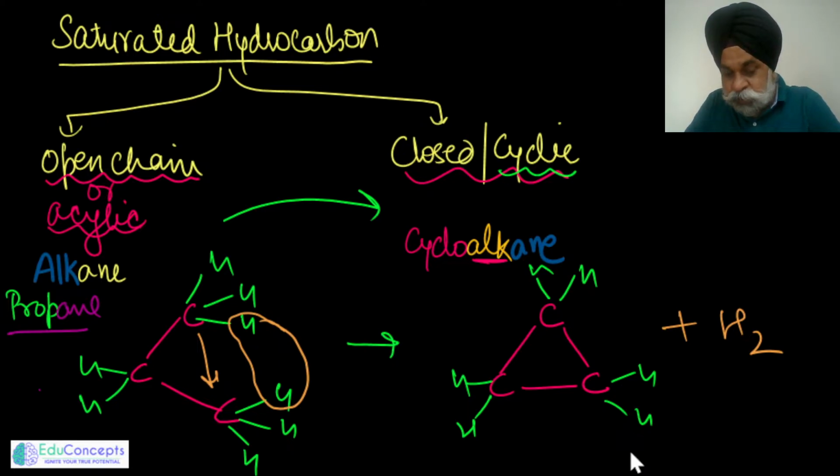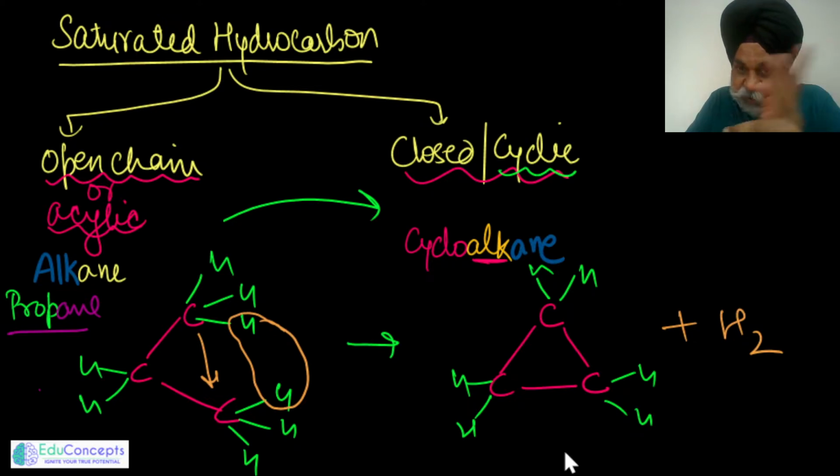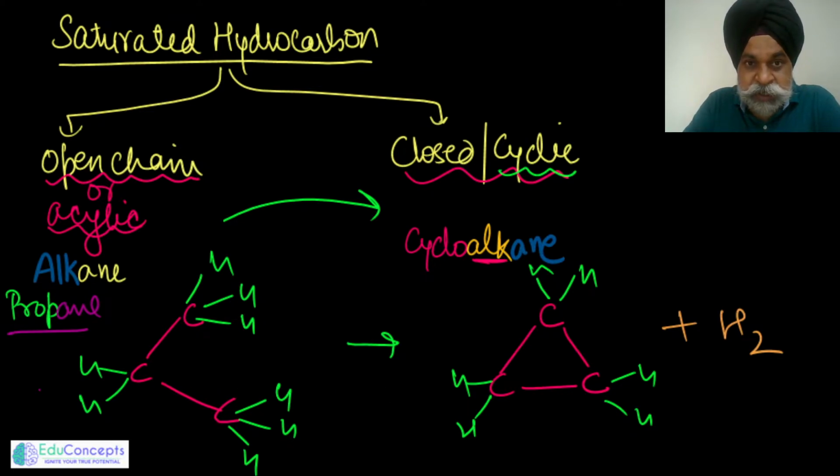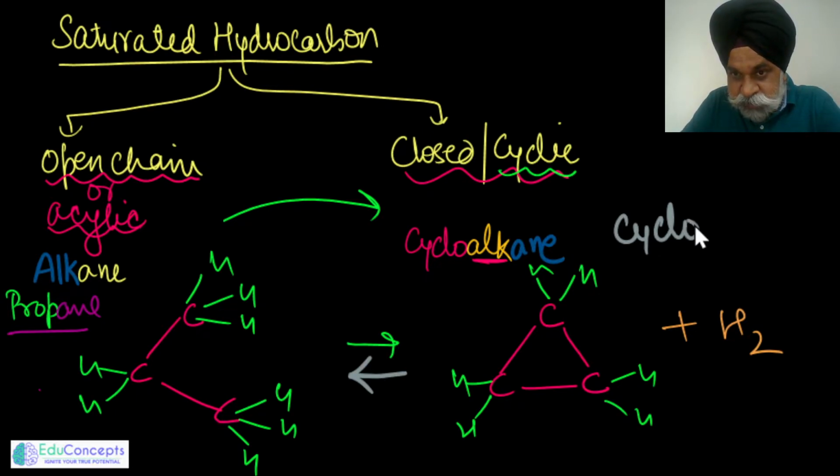If I do so, what I am able to get here is, this again is a saturated one because there is no double or triple bond here. But the point here is, although it is saturated, it is devoid of two hydrogen atoms to be alkane. If I just do the reverse way, if I have this compound with me, which we call cyclo because it is cyclic.